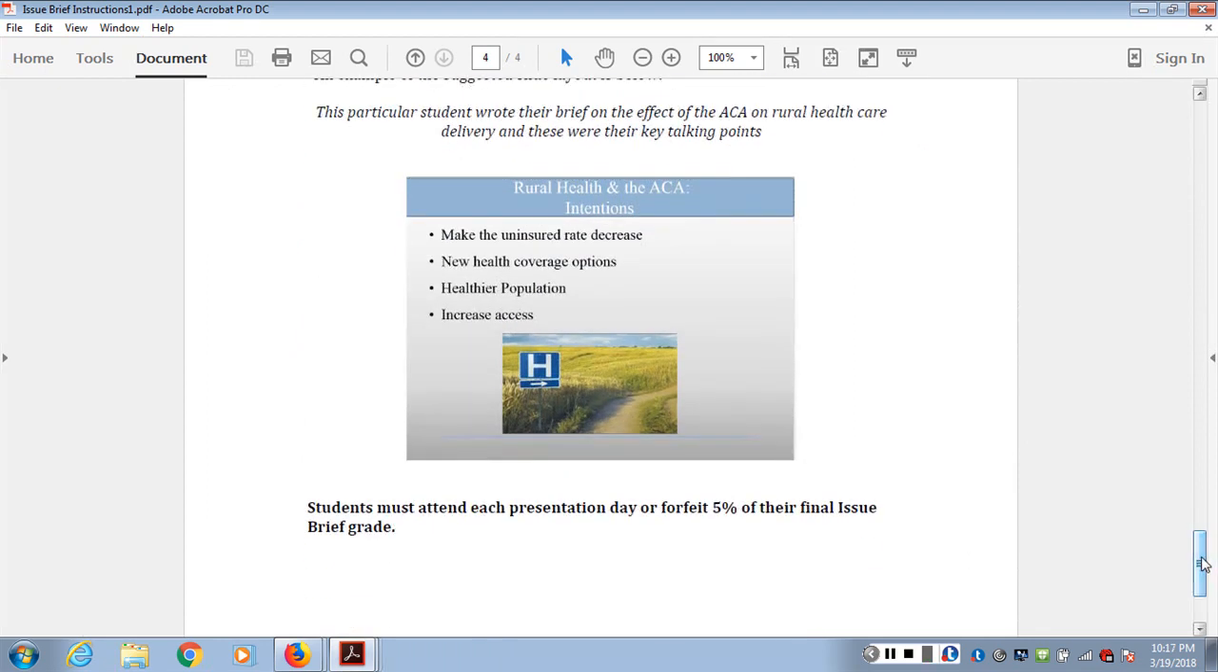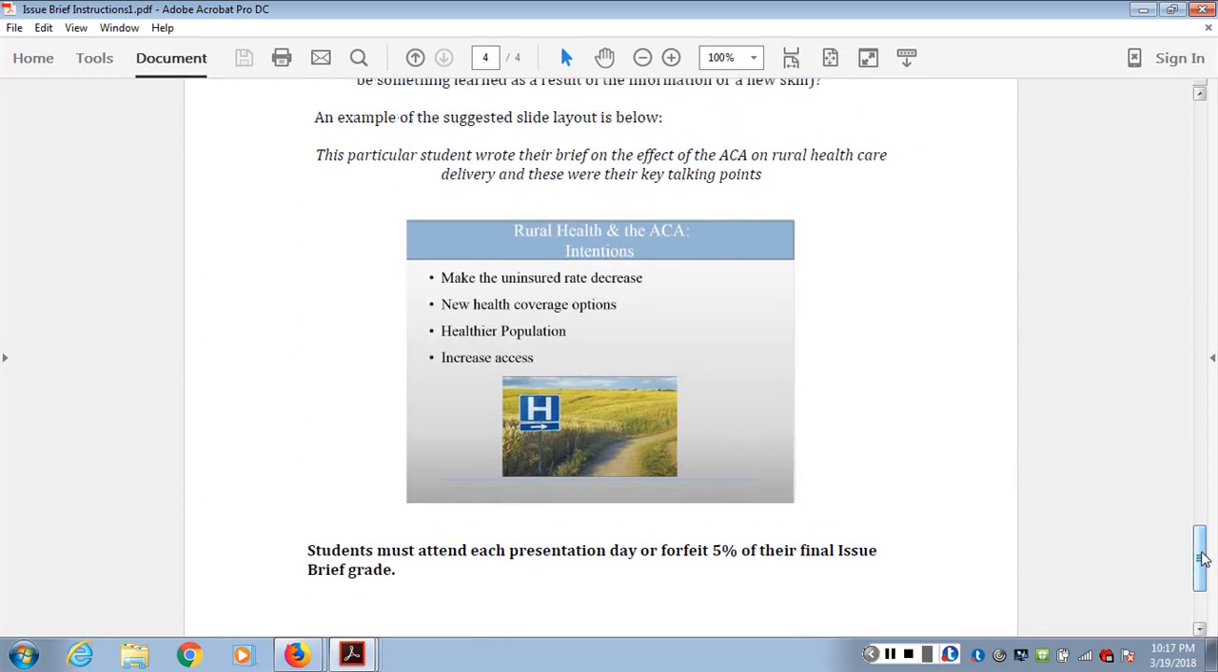Now, I've given an example slide from a past student here to give you a little visual of what I'm going for. This particular student wrote about the Affordable Care Act's effects on rural health care delivery, and here were a couple of their key talking points. In terms of rural health and the Affordable Care Act, they talked about the effect on the uninsured rate, the new coverage options, the healthier population piece, and the increase in access.